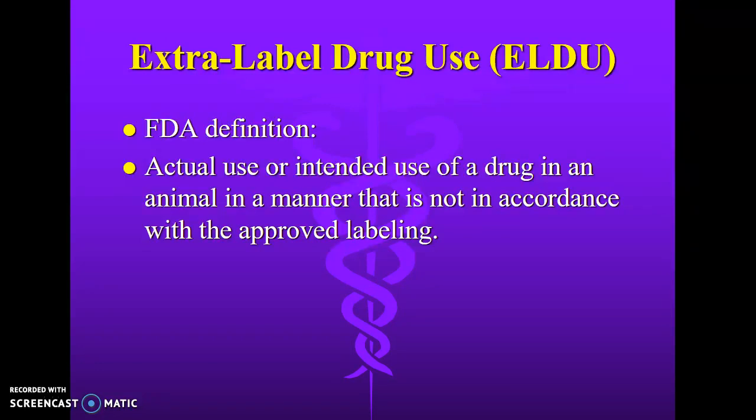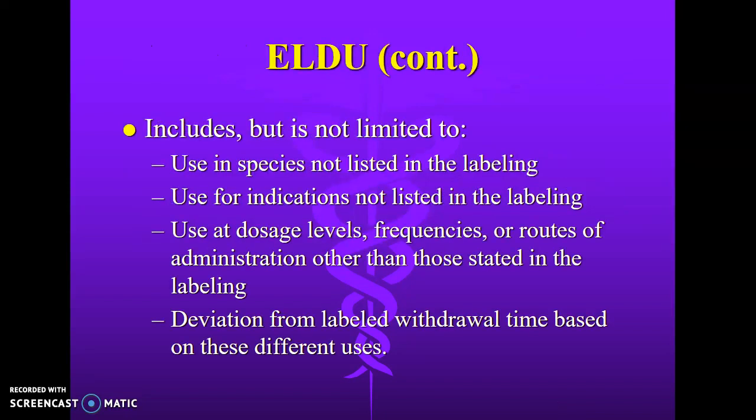So we have to look at what the manufacturer, what the drug company has listed for the species that you can use the drug in and use it according to what they have given in their information. If it's not listed in there, then it's going to be extra label drug use. So here's some things that it includes, but not necessarily limited to because people can get creative. But these are the typical ways that drugs are used in an extra label manner.